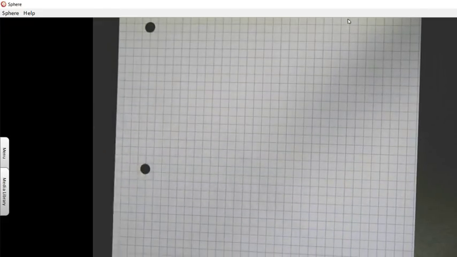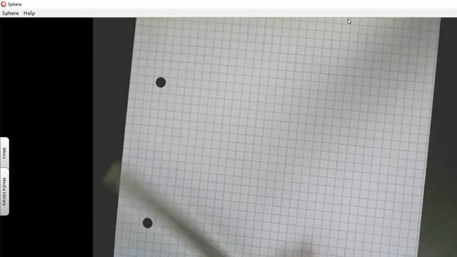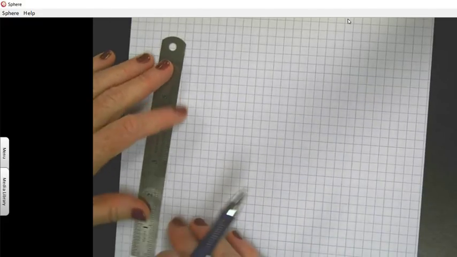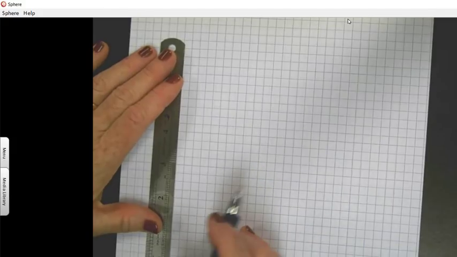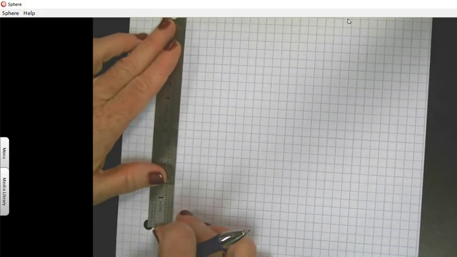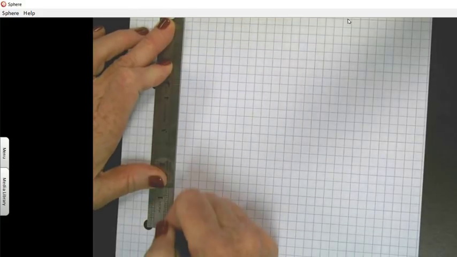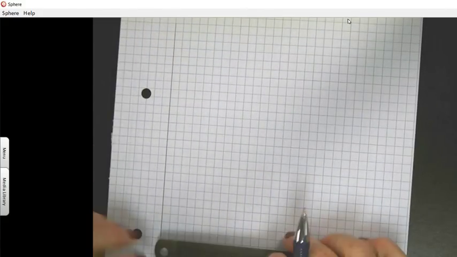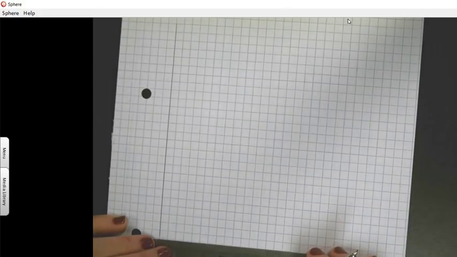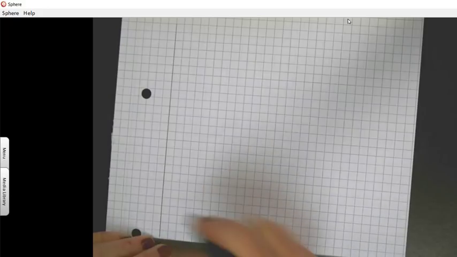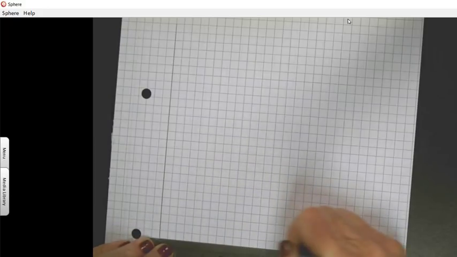So let's go set up our graph. I'm going to start from the bottom of my paper, and I'm going to move up about 4 lines so that I have room to write. I want to be able to put my information down here at the bottom. So I'm going to use a ruler, draw my line here, and then I'm going to draw my x-axis, make sure it's straight, and come across.